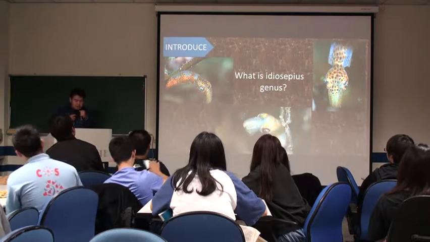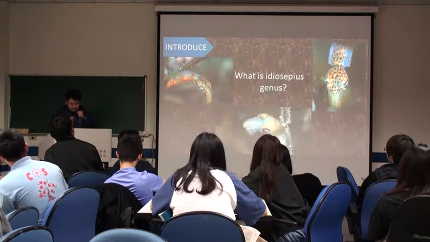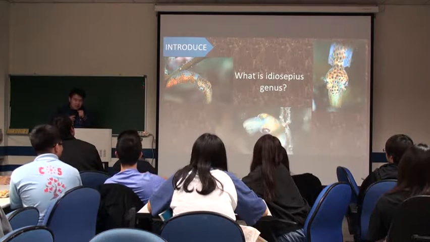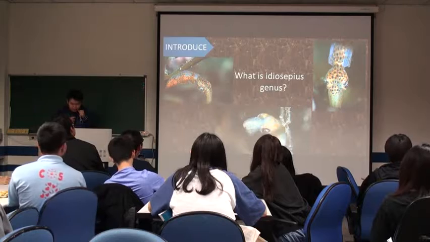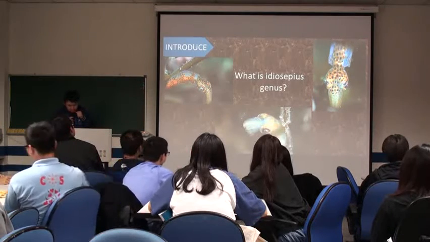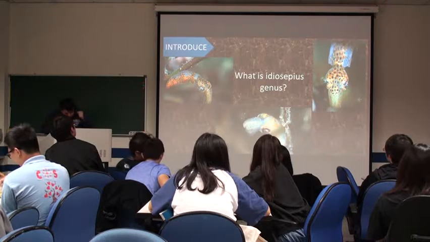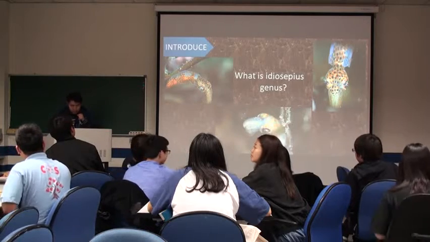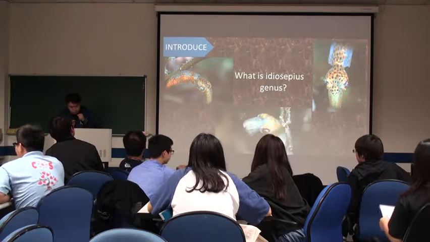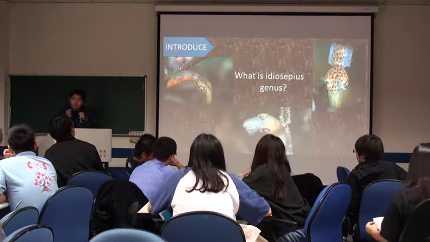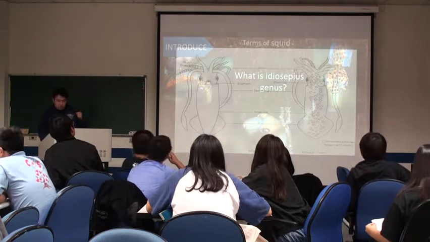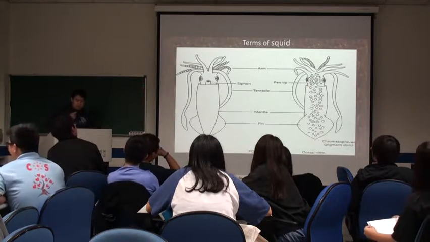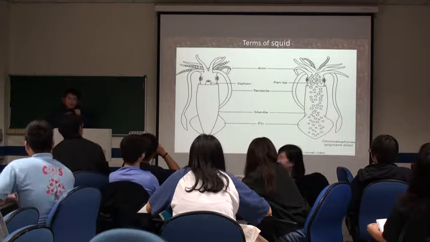The Idiosepius genus belongs to the Decapodiforms, which means that they have 10 arms, giant, big like the giant squid and small like the pygmy squid. They all have 10 arms, and 2 of them are relatively longer than the other 8 general arms, which we call tentacles. Before we get into the next part, we will introduce some types of squids.